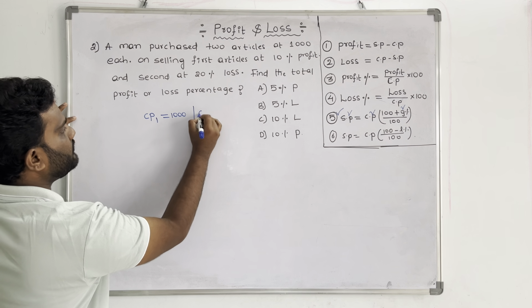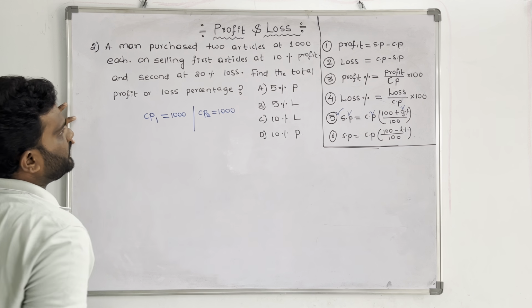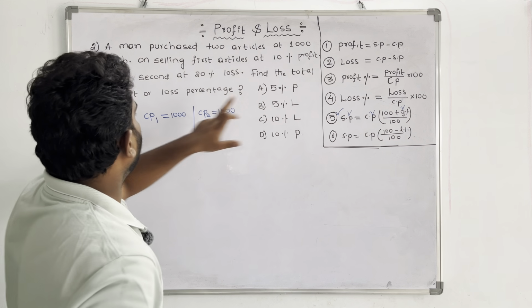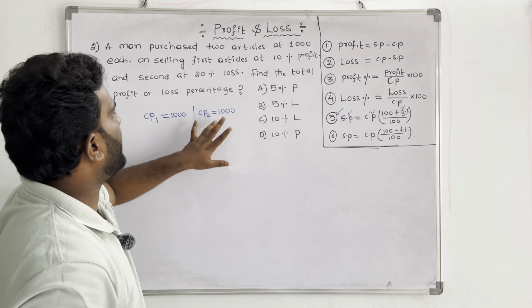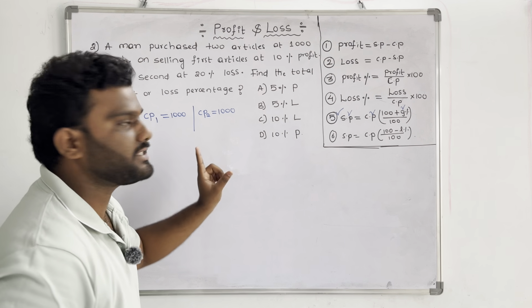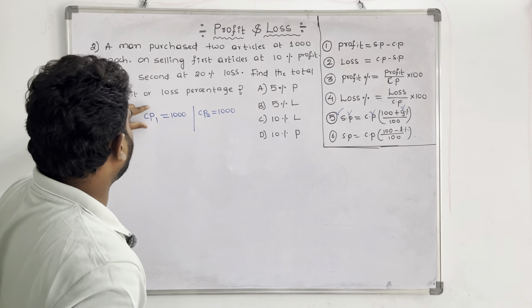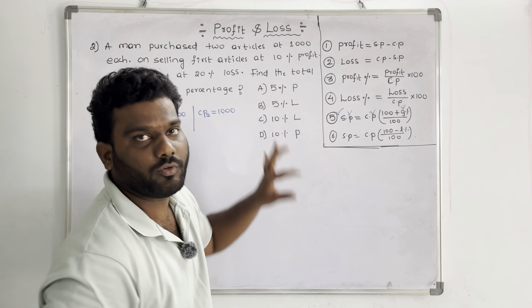At the same time, the cost price of the second article is equal to 1000. So what is he asking? Find the total profit or loss percentage. See here, you can see only cost prices and profit and loss percentages. There is no selling price. So you need to find the selling price, whenever they have given cost price and profit or loss percentage, by using these two formulas. Okay.